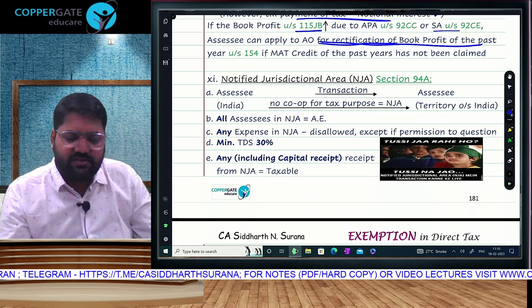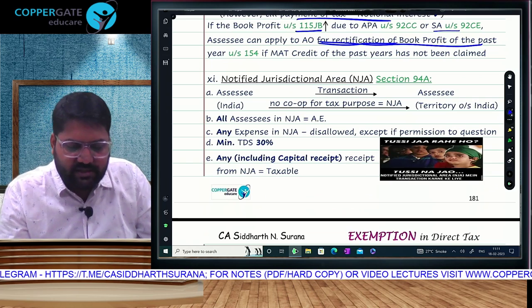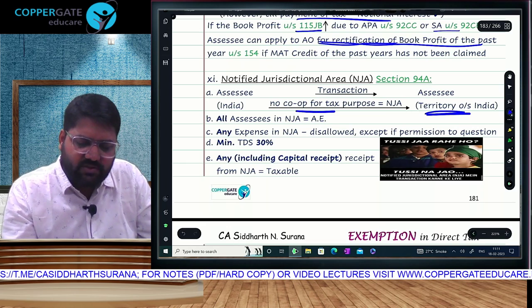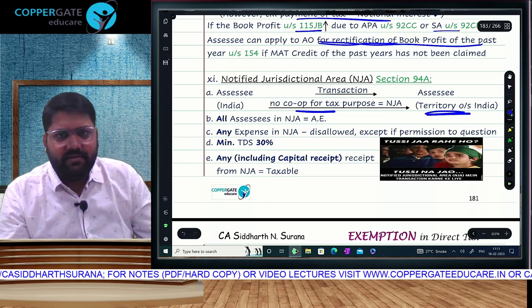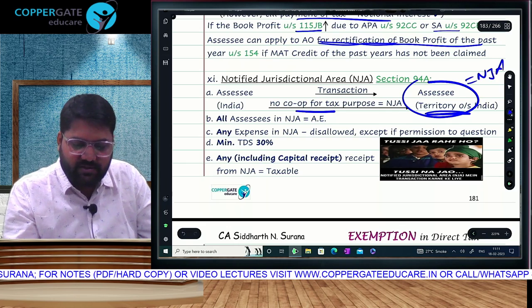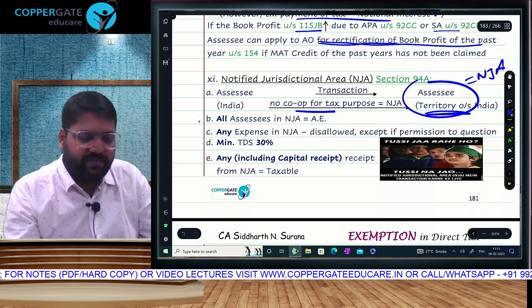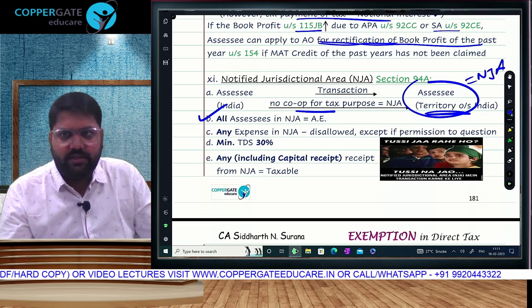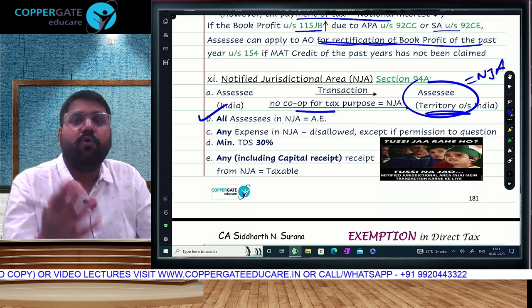Next, notified jurisdictional area. Whenever there is a territory outside India which does not cooperate with our government, then our government will declare such a territory as NJA, notified jurisdictional area. And what is the consequence? All assessees in NJA will be treated as associated, because we don't even know who is the owner. We don't have any information. We will treat you only as the owner.